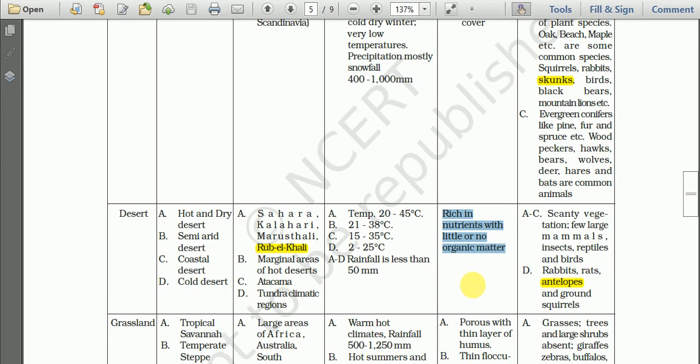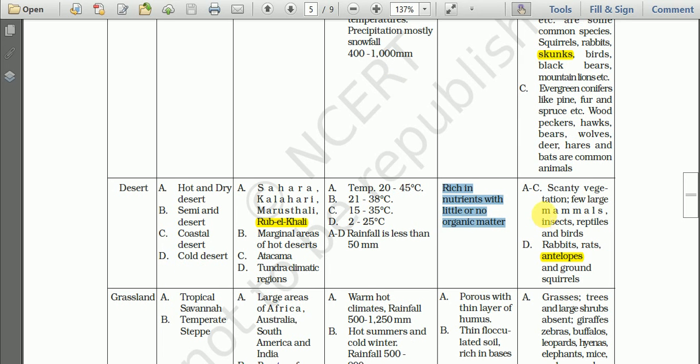Okay, then about the flora and the fauna, plants and animal life. We have this A to C, that is ABC here. Scanty vegetation, sparse vegetation, thin vegetation, then few large mammals, insects, reptiles, and the birds.